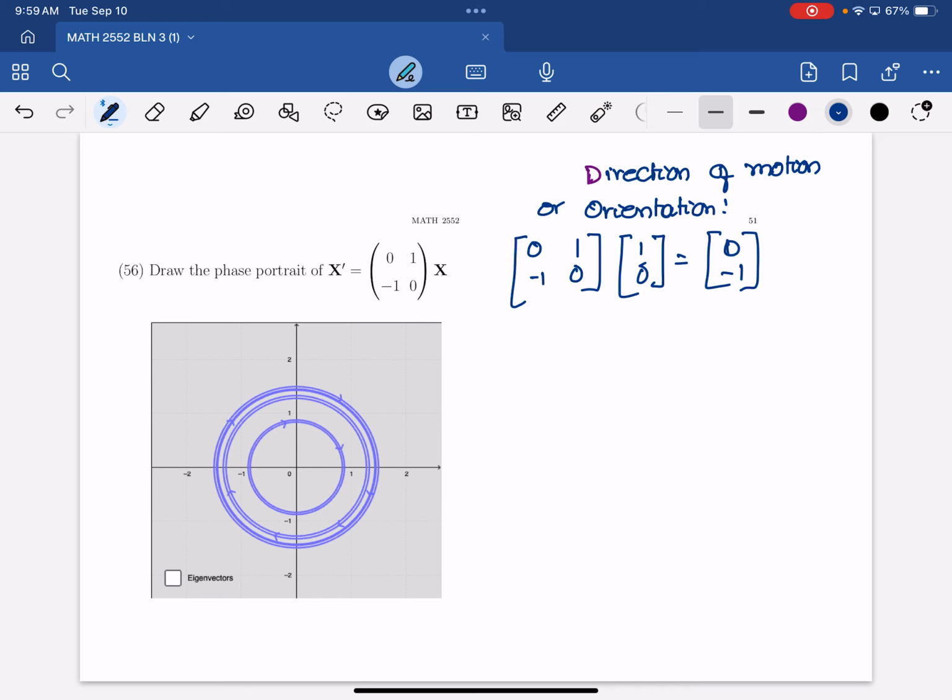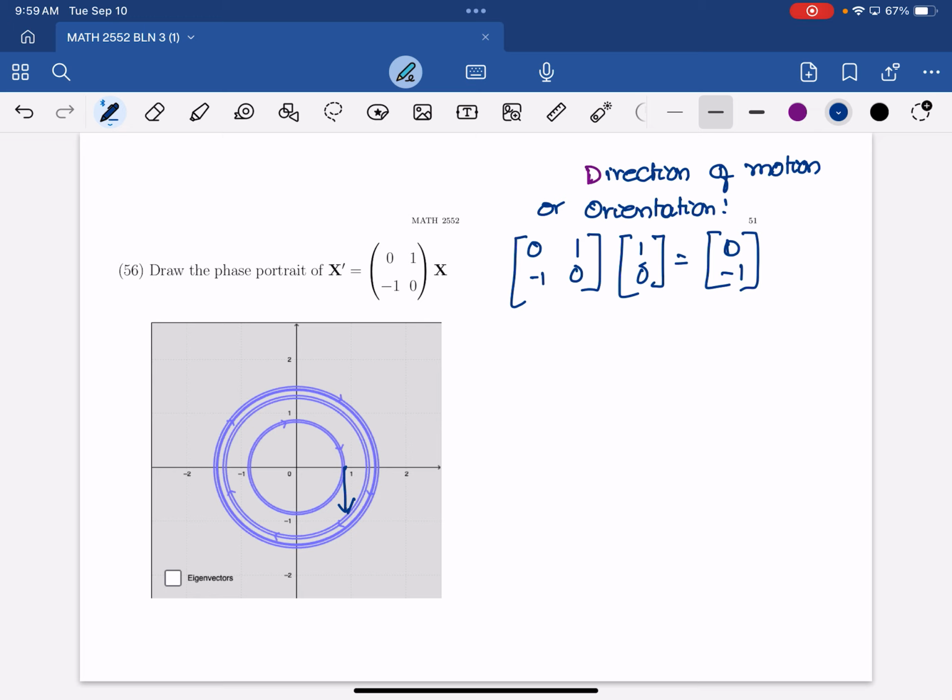So this means at that point the direction vector will be pointing out in this direction. Is that right? Are you with me on that? Yes?